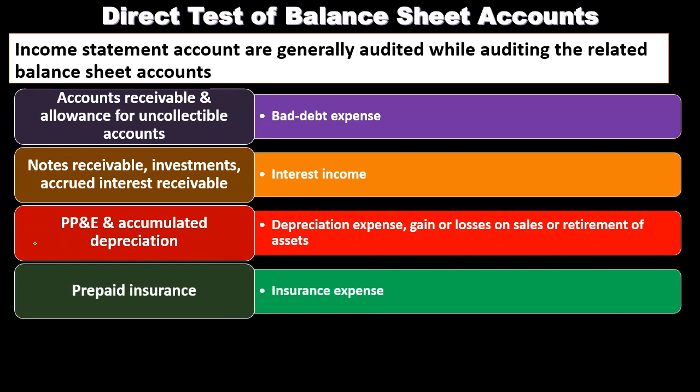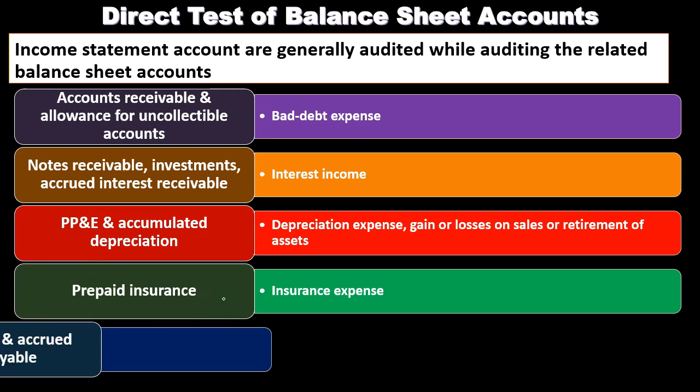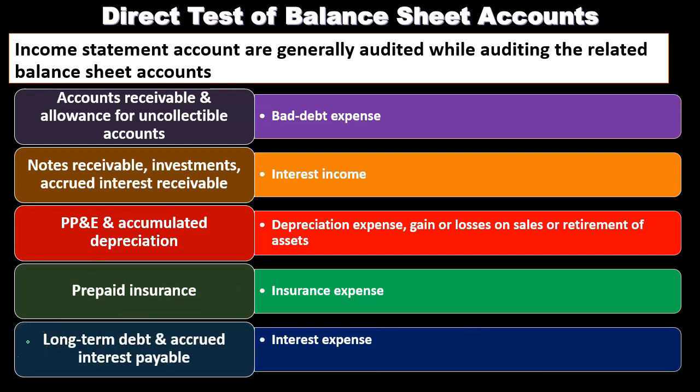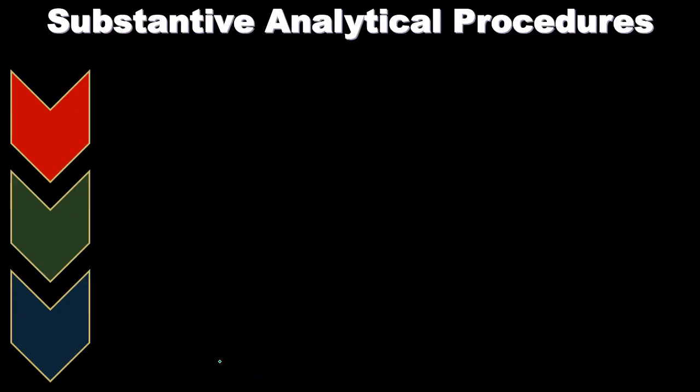Then we have prepaid insurance. When we went through the prepaid accounts and prepaid insurance for the balance sheet accounts, we also, in essence, were gathering audit evidence on the income statement account of insurance expense. And then we have the long-term debt and accrued interest payable. As we were auditing long-term debt and accrued interest payable, that being a balance sheet account, by the way, we were also auditing the income statement account of interest expense. So you'll note that, again, a lot of testing has been done as we've gone through the balance sheet for the income statement accounts already.